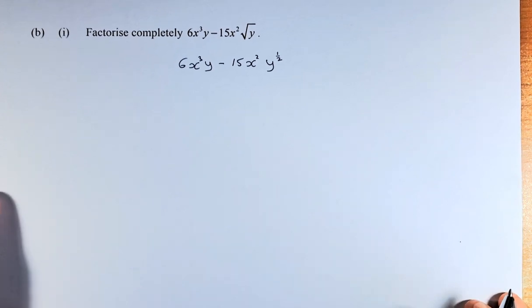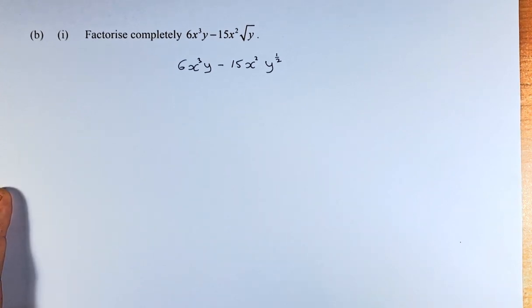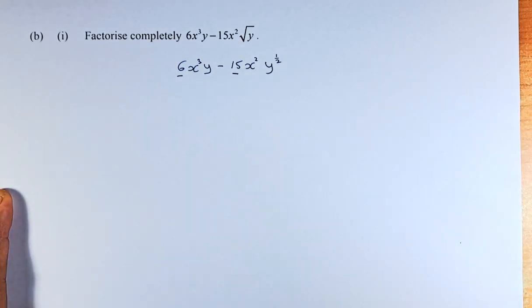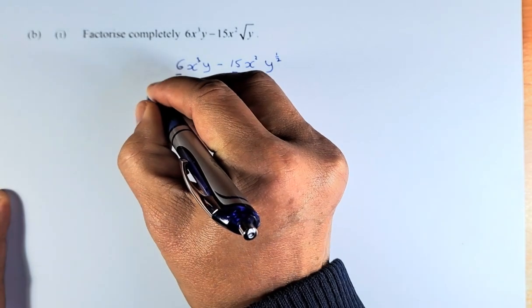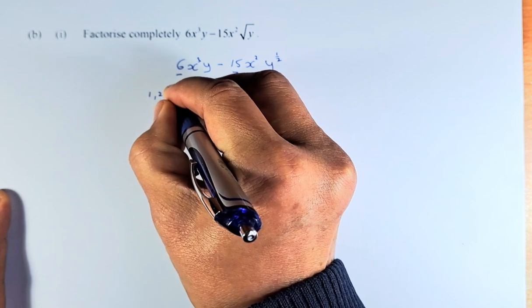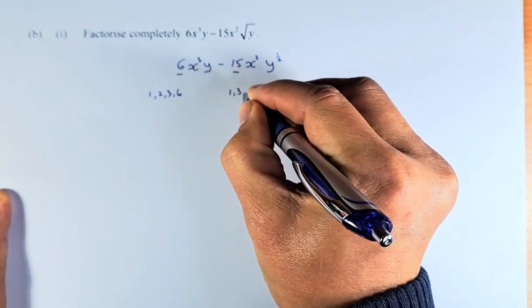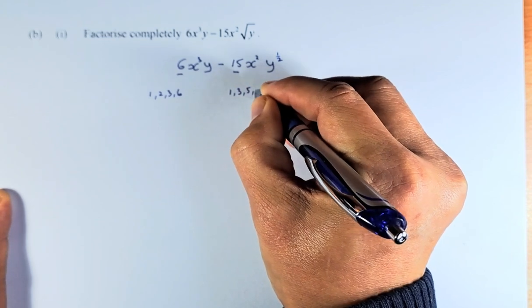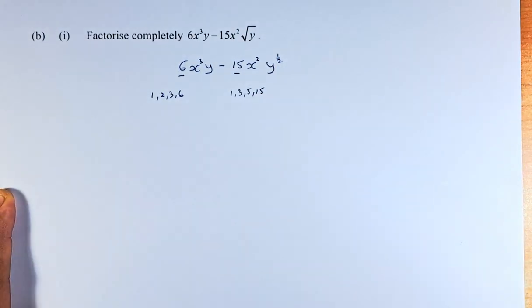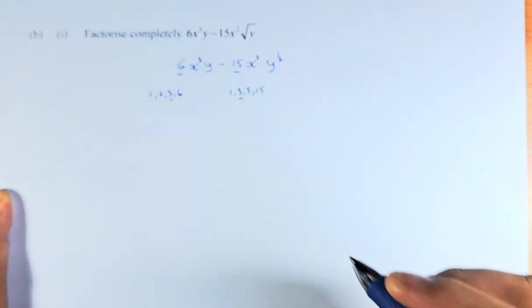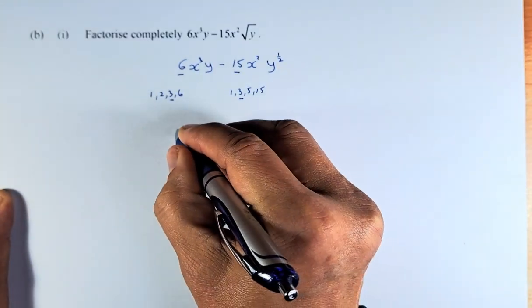So now we are going to look at the numbers 6 and 15. What are the factors of 6 and 15? The factors of 6 are 1, 2, 3, 6. And the factors of 15 are 1, 3, 5, 15. So we are going to take the highest common factor. The highest common factor is 3, and then we are going to take it out. So it's going to be 3.